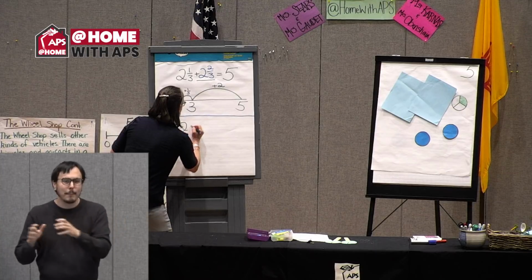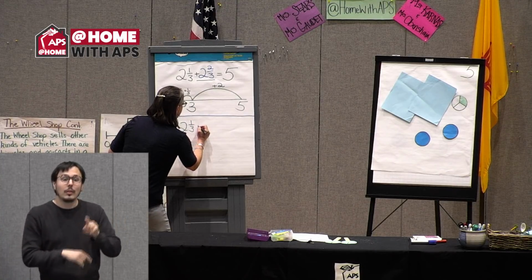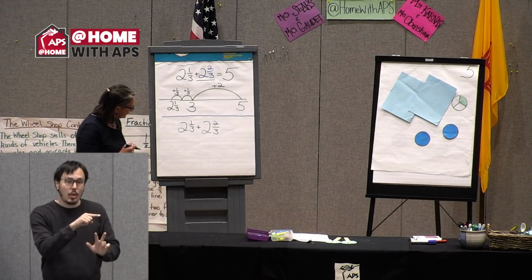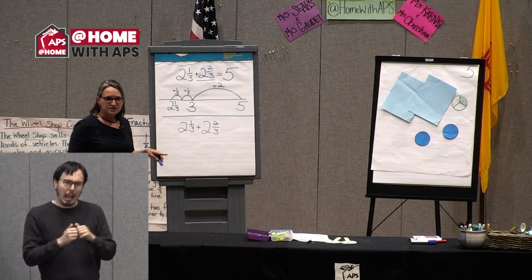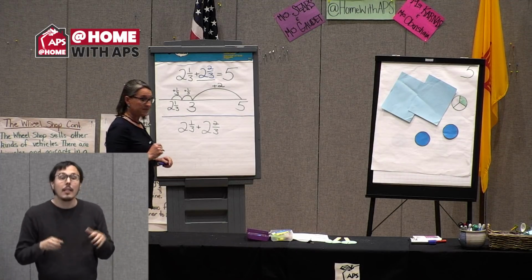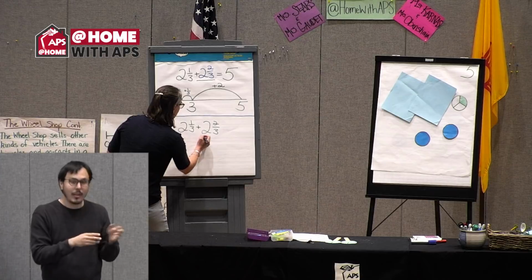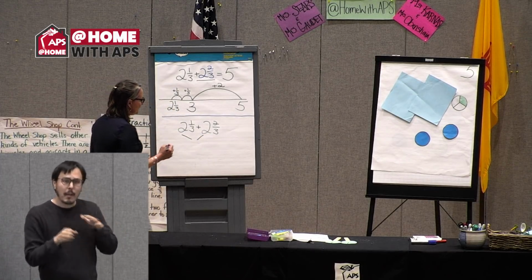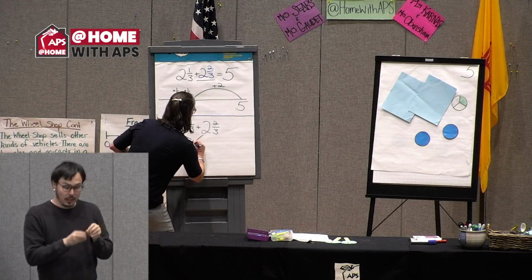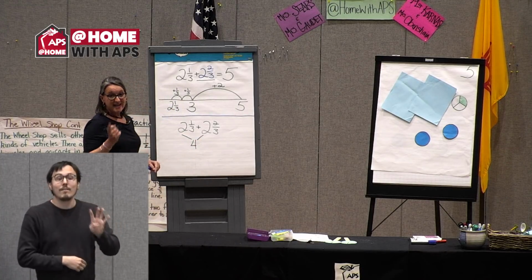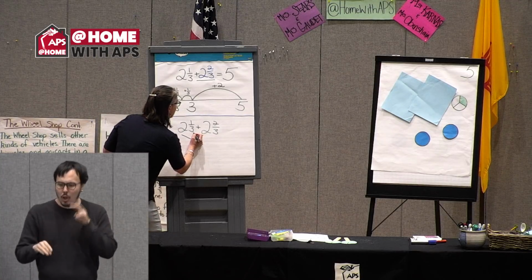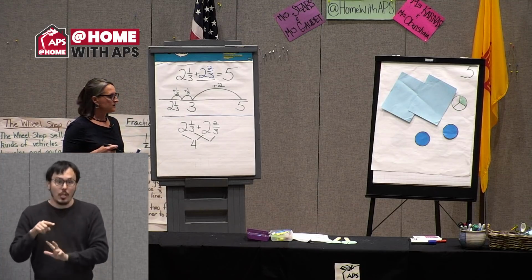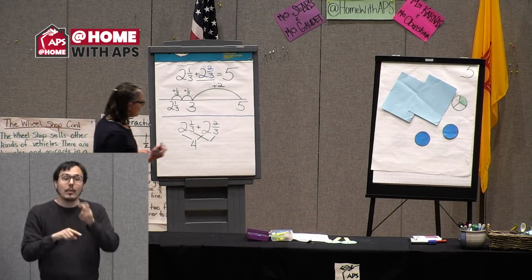So 2 1/3 plus 2 2/3. We can also figure this out by kind of splitting apart our wholes and our fractions. So let's go ahead and do that. So first, I'm going to work with my whole numbers, my 2's. So 2 plus 2 is going to give me 4 wholes, right? Now I want to work with my fractions. So I'm going to put together 1/3 and 2/3. So 1/3 and 2/3 gets me again 3/3.